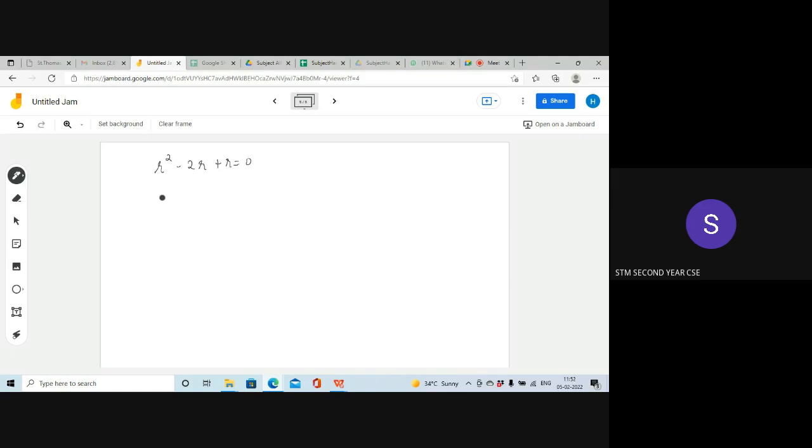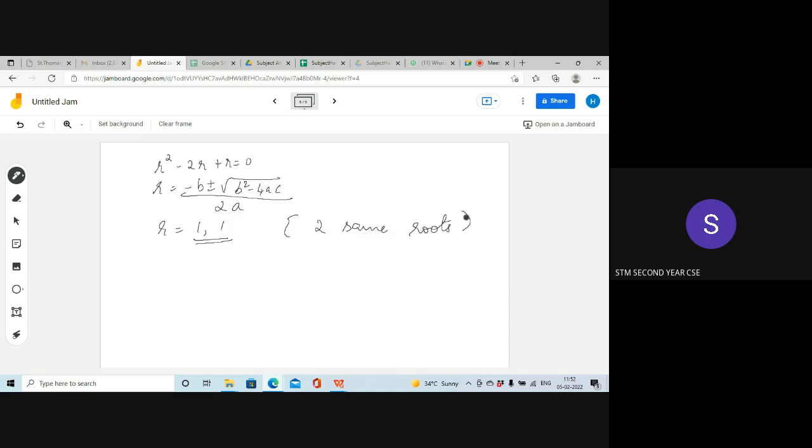Very good, Typhel. How did you find it? Root is equal to minus b plus or minus root of b square minus 4ac by 2a. When we solve this, you get two roots, 1 comma 1. Two same roots.